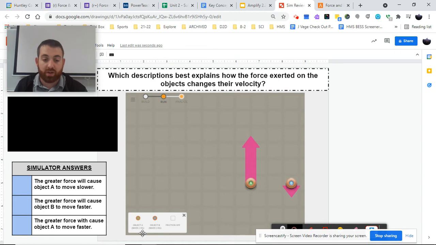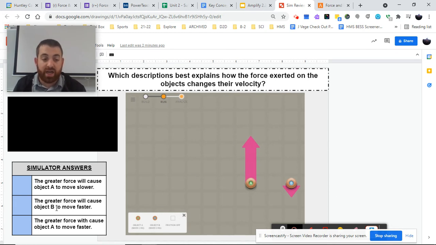When we look down here in the corner, it says object A and B both have the same mass. So we're trying to figure out which of these best describes how the force on the object will change their velocity. So we've got: the greater force will cause object A to move slower. Looking at our diagram, could that be true?